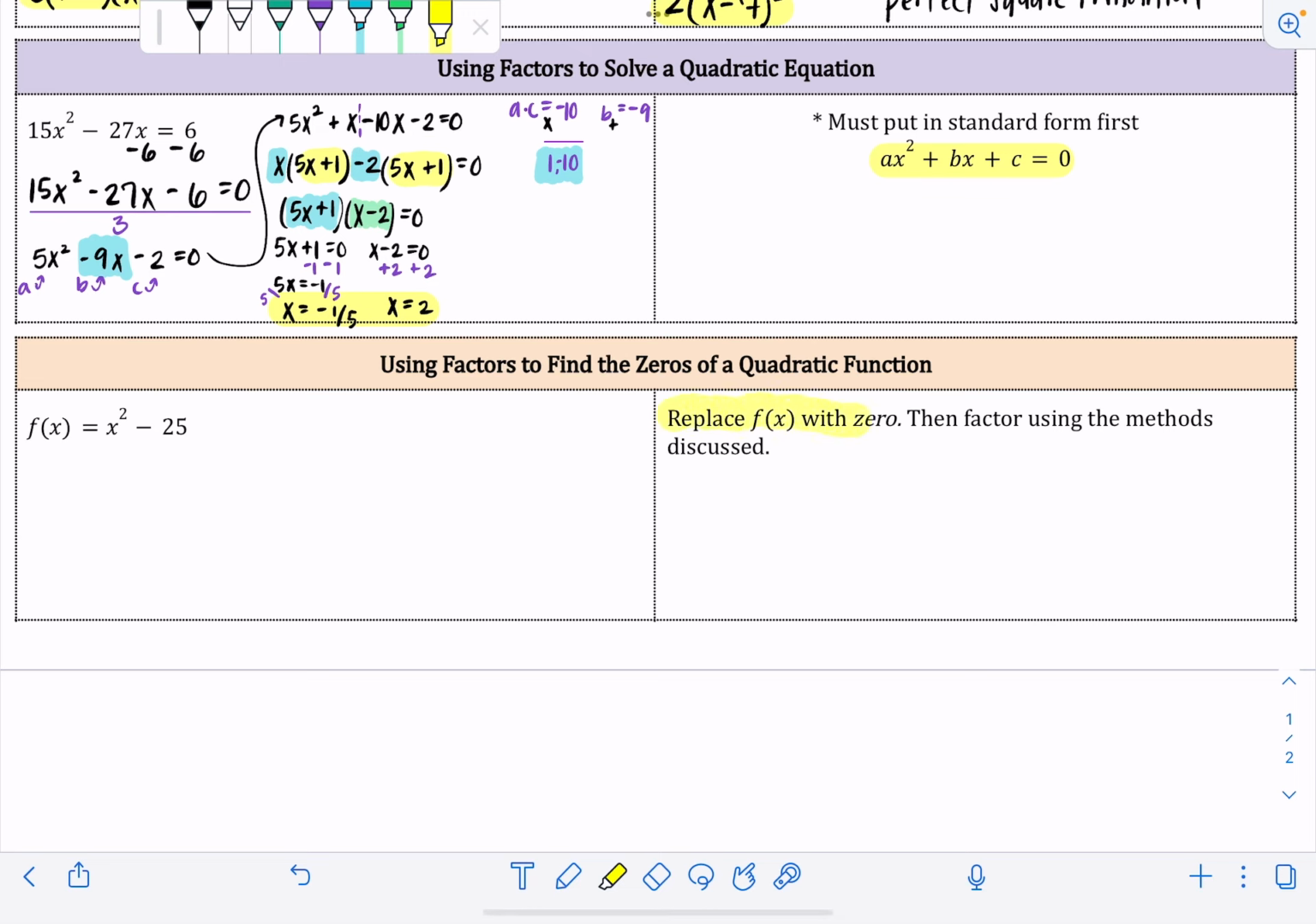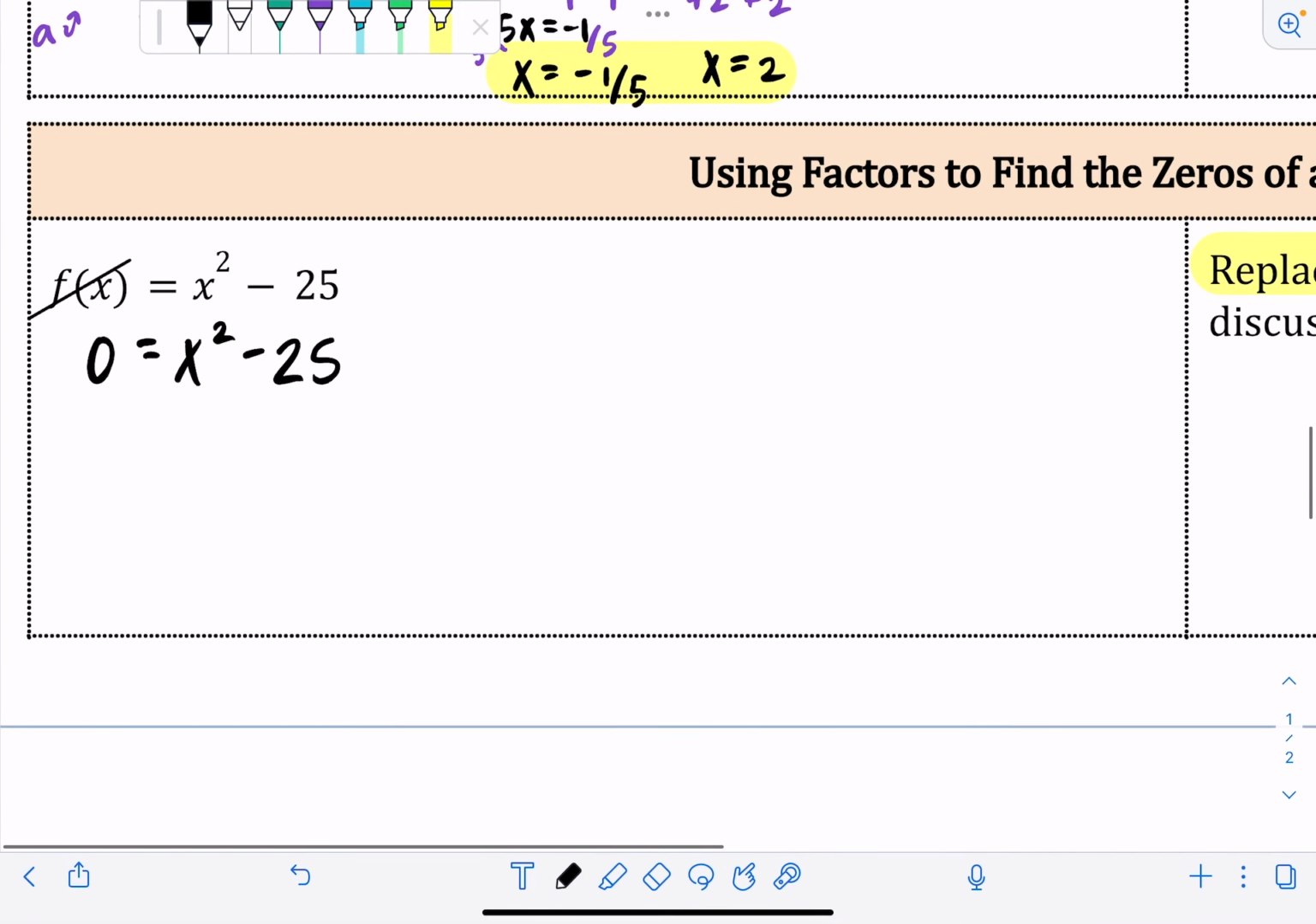So there's a note of that here on the right side. So we replace f of x with 0, and then we factor using any of the methods that we discussed earlier, depending on the problem. So basically, instead of this f of x, I'm going to put a 0 right here and rewrite the problem. And now it's just like any other regular equation. So the zeros of a function is kind of an interchangeable word for solutions. It's basically the value of x that makes the function equal 0.